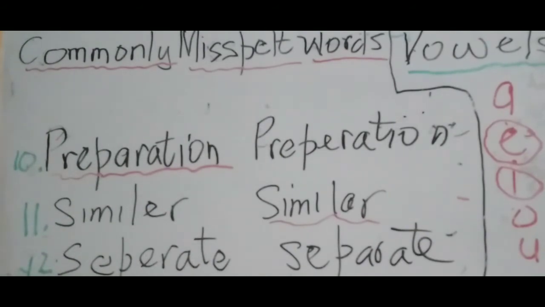So we have separate the adjective and separate the verb. Separate is a verb because it's an action. So this word can be pronounced two ways depending on what part of speech it is. But whichever part of speech it comes in, the spelling is the same. So let us spell separate, whichever the case may be.